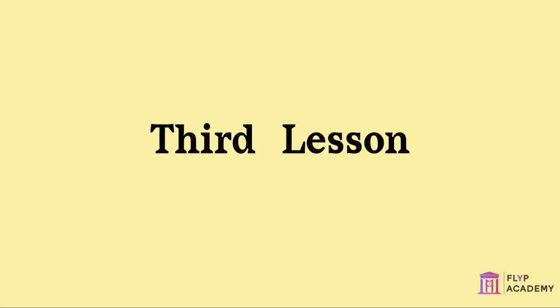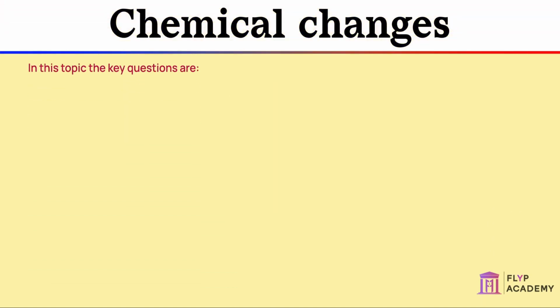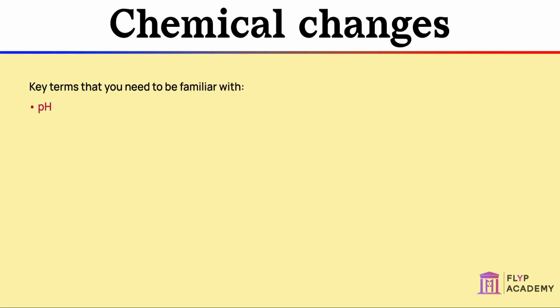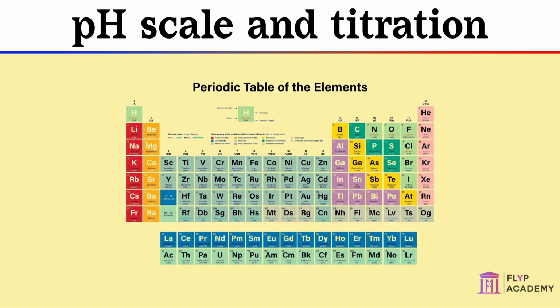Welcome to the third lesson of the chemical changes topic. In this topic, the key questions are: 1. What are pH and the pH scale? 2. What is titration? Key terms that you need to be familiar with: pH, acidic, basic, neutral, titration. In today's lesson, we will talk about the pH scale and titration.